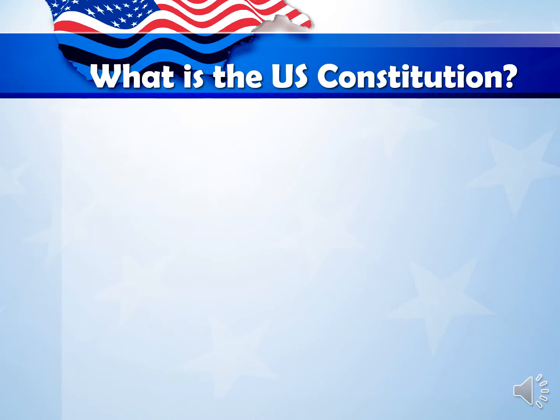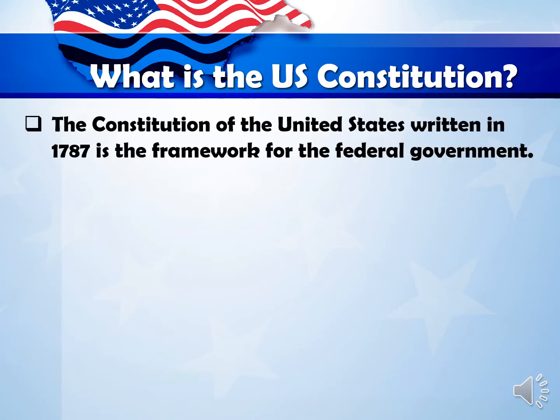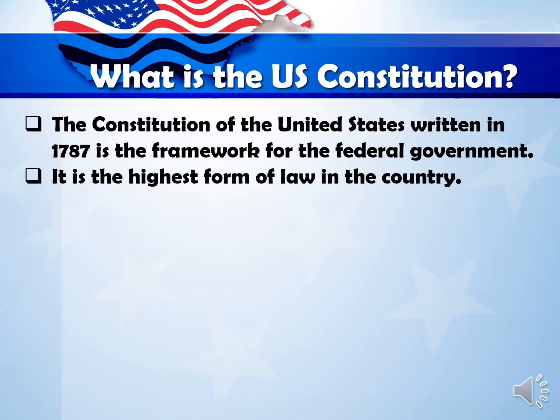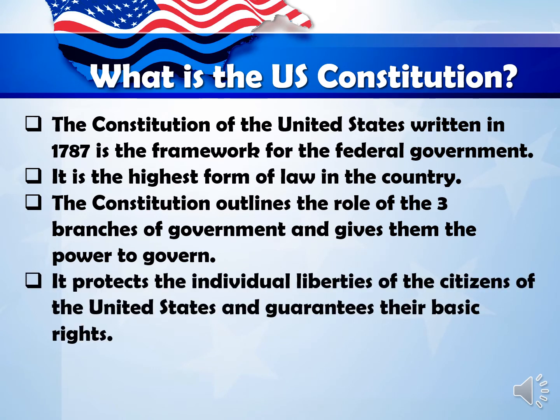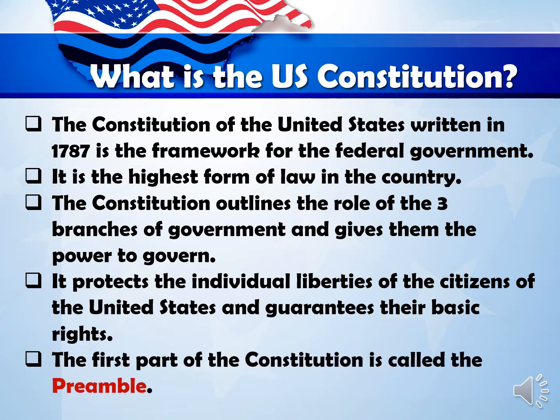What is the U.S. Constitution? The Constitution of the United States, written in 1787, is the framework for the federal government. It is the highest form of law in the country. The Constitution outlines the role of the three branches of government and gives them the power to govern. It protects the individual liberties of the citizens of the United States and guarantees their basic rights.